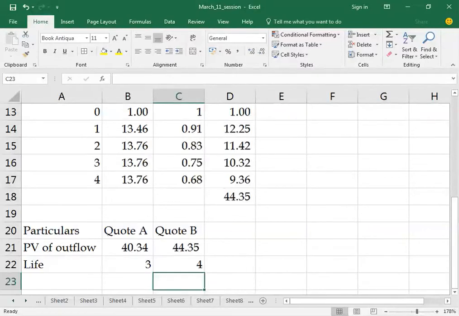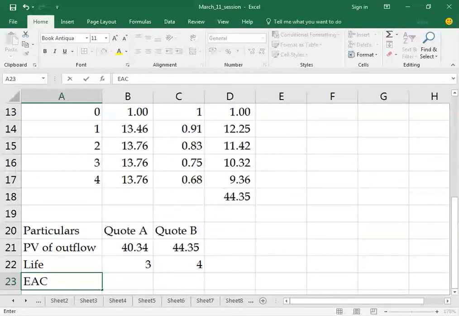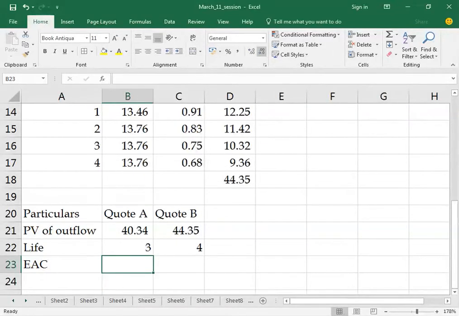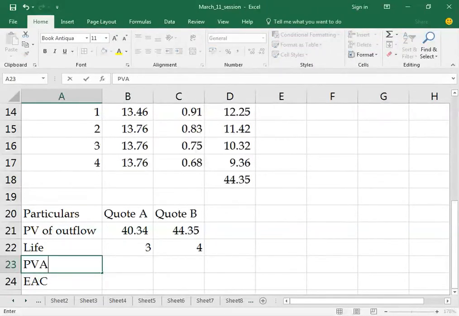If I take this into context, which looks better? 40 lakhs for 3 years or 44 for 4 years? 44 for 4 years looks better. We don't go by that. Now I'll tell you what you do is EAC, equated annual cost, which is nothing but present value of outflow divided by annuity factor. So present value annuity factor in brackets R comma life.